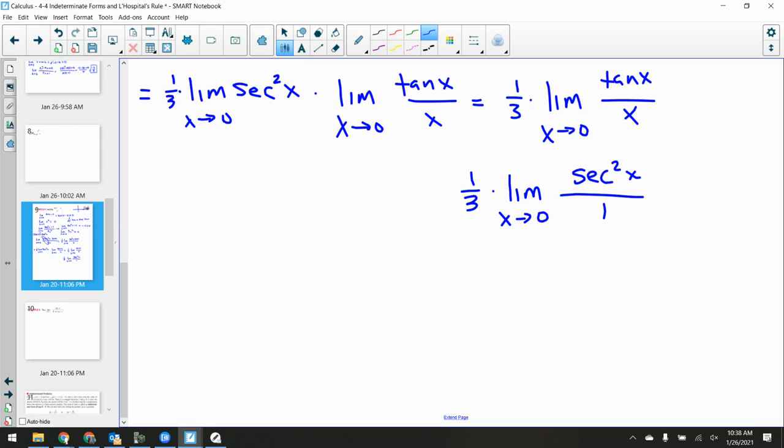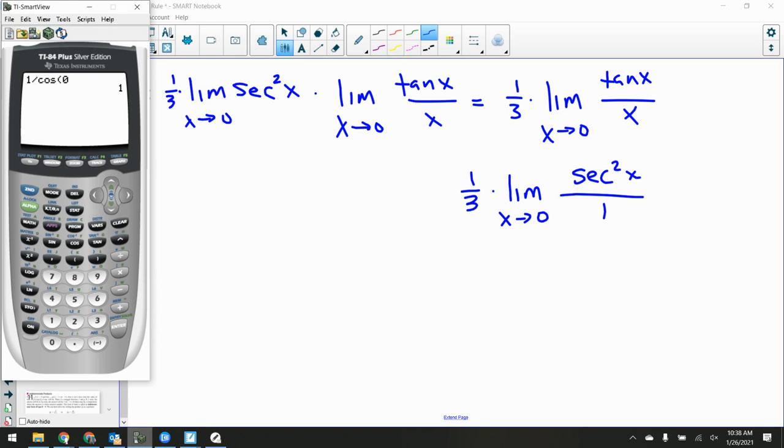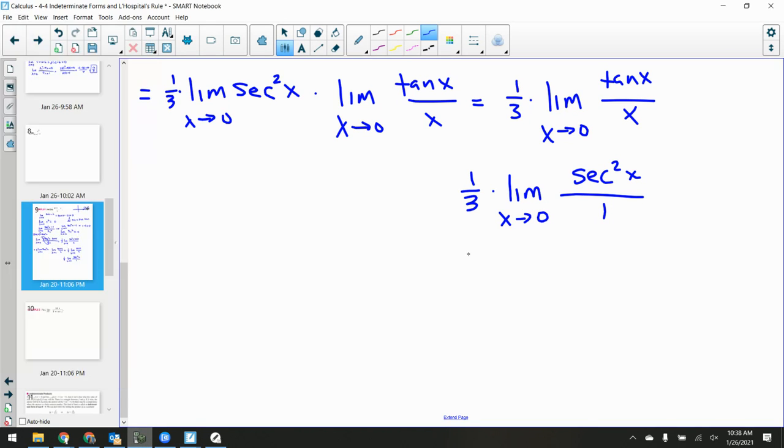Well, secant squared, we just evaluated it. 1 over cosine was 1. So this is going to be 1/3 times 1 over 1. No, that's just in this case that it happened to be 1/3 times 1. It could have ended up being like 1/3 times 0, or 1/3 times infinity. Then it would have been infinity.